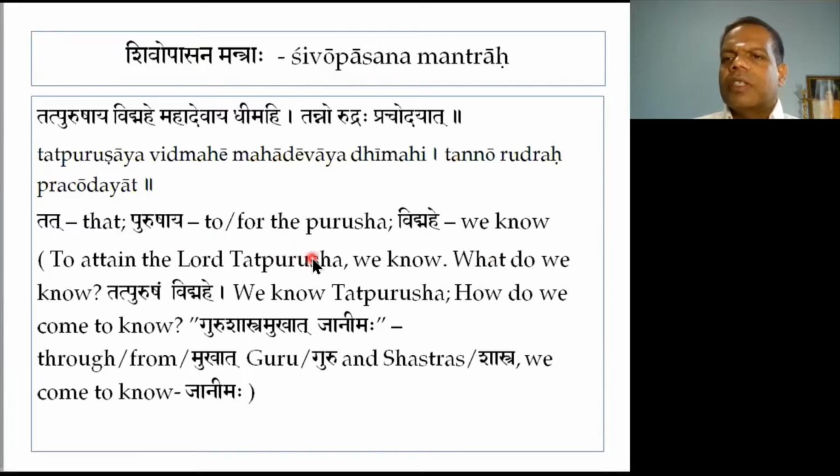Let's just dwell on this. We know for that person, or to that person. That's the way all Gayatri Mantras are constructed. Why? To attain the Lord Tatpurusha. Whatever knowledge we gather should be for attaining that Tatpurusha. Tatpurushaya Vidmahe.